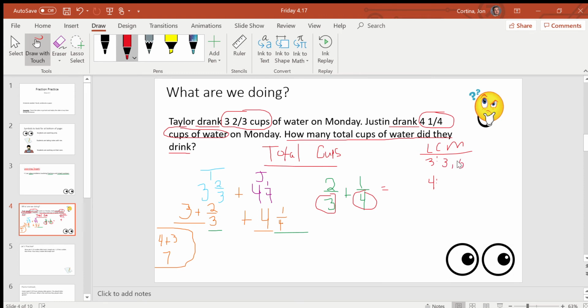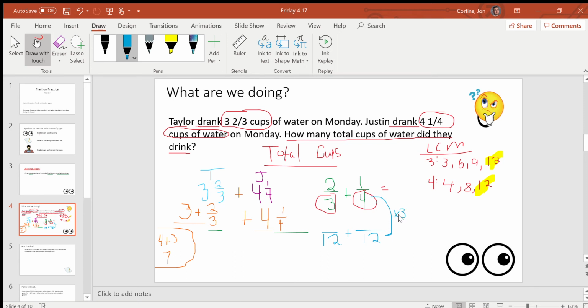Just going to list them out. You can skip count in your head. Stop there. And it looks like we found one. 12 and 12. So our new fractions are going to have 12s in the denominator. We're going to write those right below, just like yesterday. How did we get from 4 to 12?